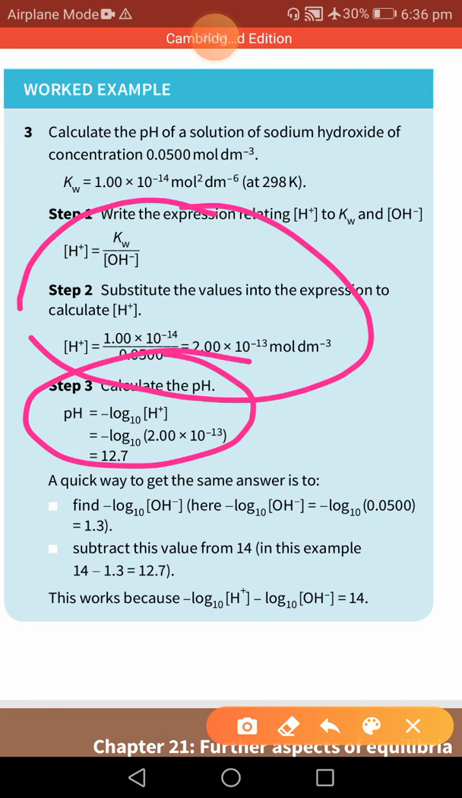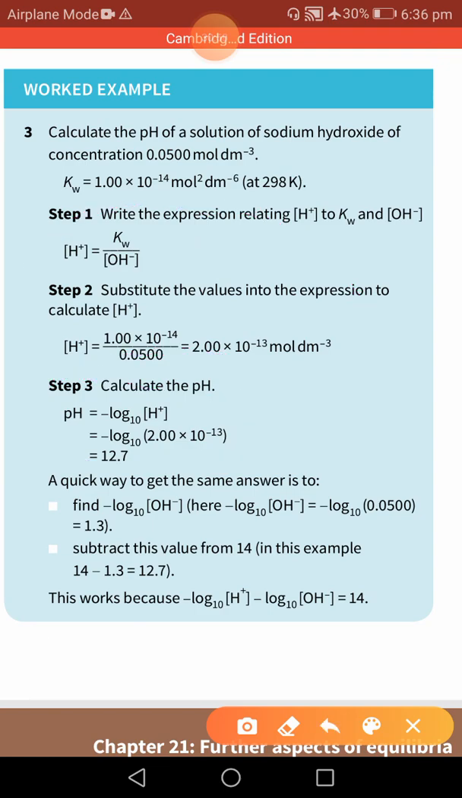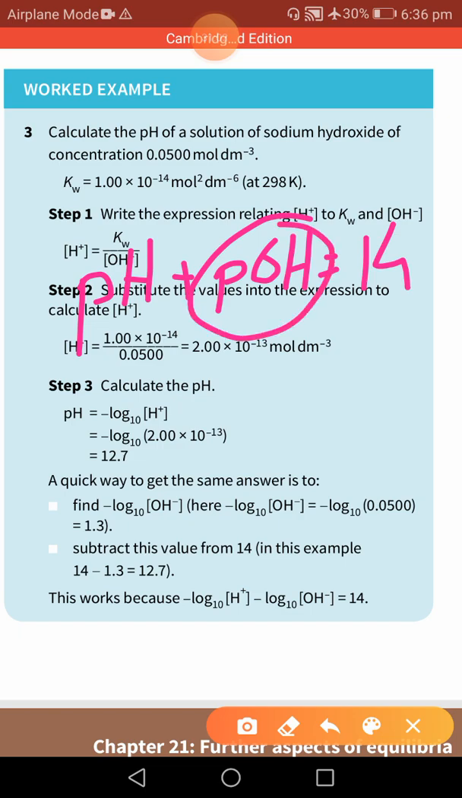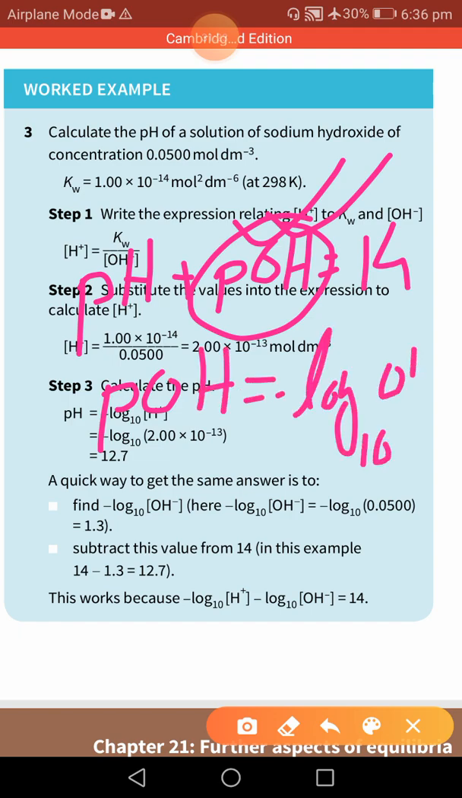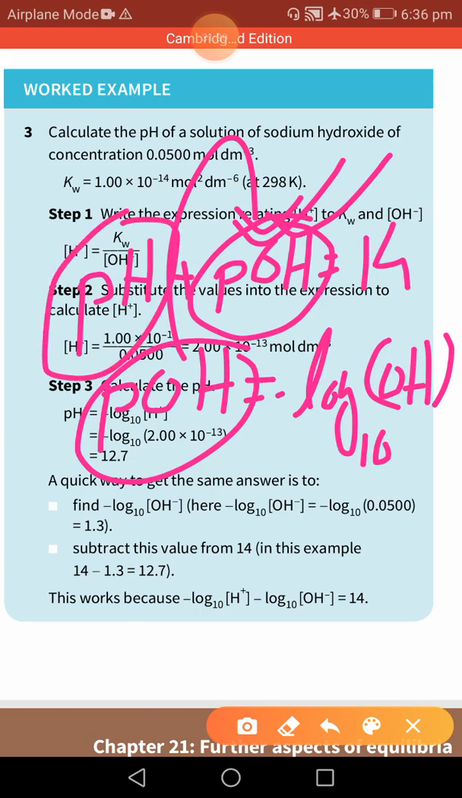Or there is another shortcut way you can follow. Using rigorous mathematical derivation, a formula can be proposed that pH plus pOH is equal to 14, and pOH will be equal to minus log with base 10 of the concentration of OH. So when you already know the concentration of OH, find pOH, minus log with base 10 of the concentration of OH, and now put this value over here to find the pH.